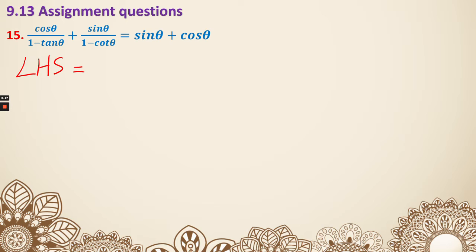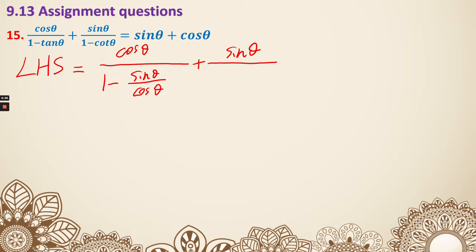Then, since most of the question is actually in sine and cosine, I'm going to rewrite it in sine and cosine first. The top stays the same. The bottom becomes 1 minus sine theta over cosine theta. So I just rewrote tangent. And then I have sine theta. Bottom becomes 1 minus cosine theta over sine theta.